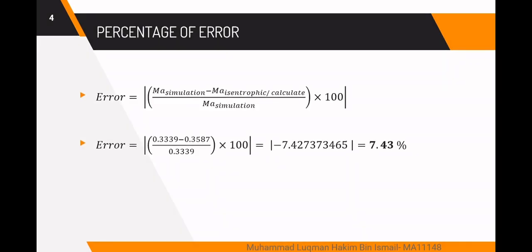After that, we can calculate the percentage of error, which is error equal to Mach number simulation minus Mach number isentropic or calculated, over Mach number simulation, and then times 100. We get 7.43 percent error at point x equal to 0.